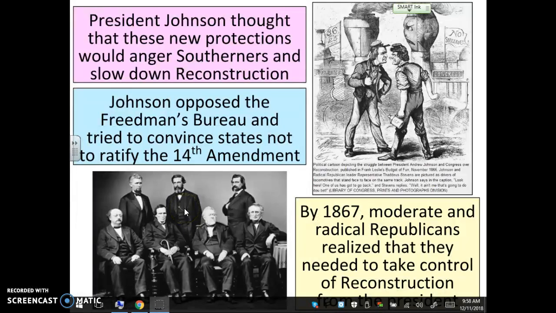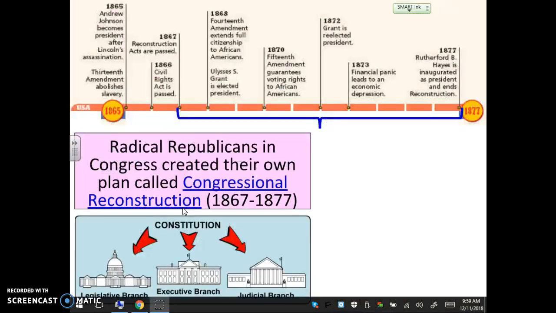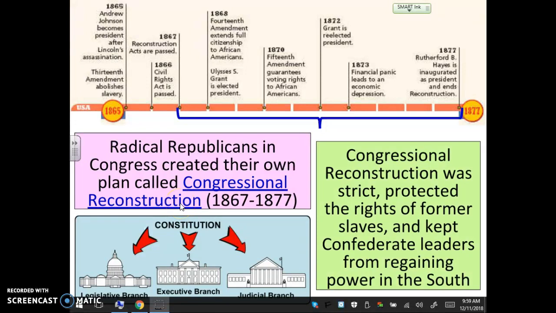And by seeing this, the radical Republicans in Congress realized that they needed to take control of Reconstruction. They needed to take this away from the president, and that pushed forward their plan called Congressional Reconstruction, which is very similar to the Wade-Davis Bill. It's going to be a lot stricter on the southern states. It's going to do a better job of protecting the rights of former slaves, and it's also going to keep Confederate leaders from regaining power in the South and in the federal government.